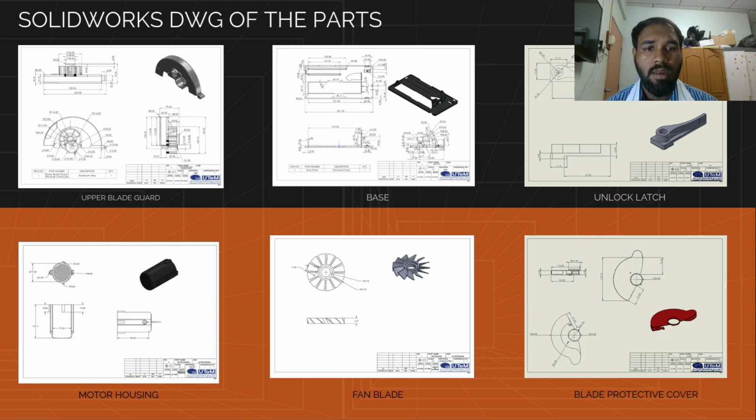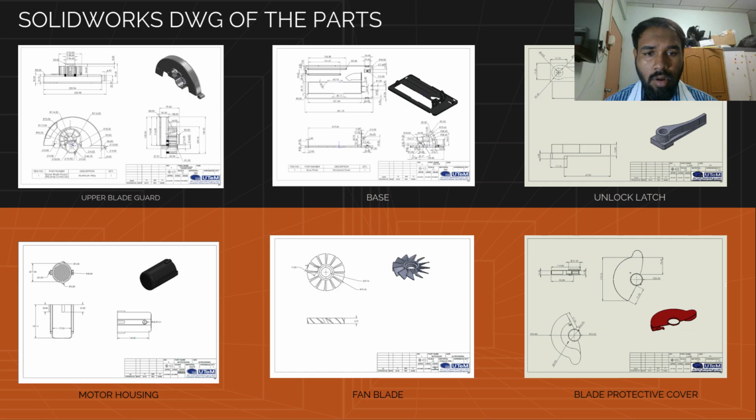Next is the base drawing. The base drawing shows the overall footprint, cutouts, and hole positions. Dimensioning and clear views help the manufacturer understand the geometric and assembly requirements. The unlock latch drawing is shown next. The drawing highlights the pivot holes, diameter, length, and profile shape, which are critical for smooth movement and proper locking function.